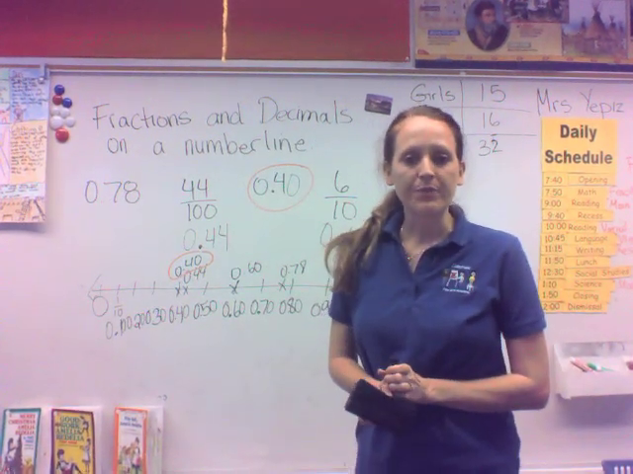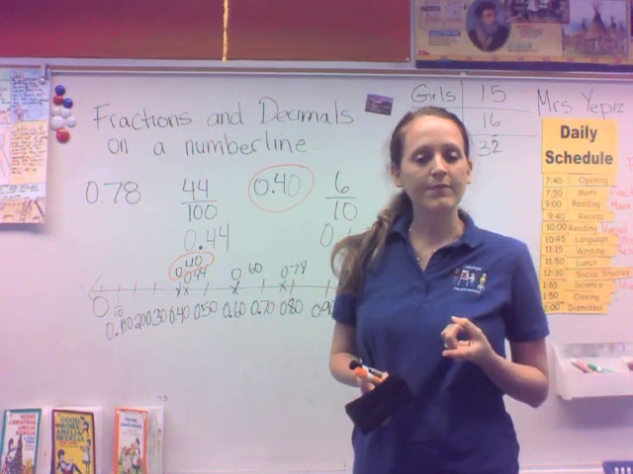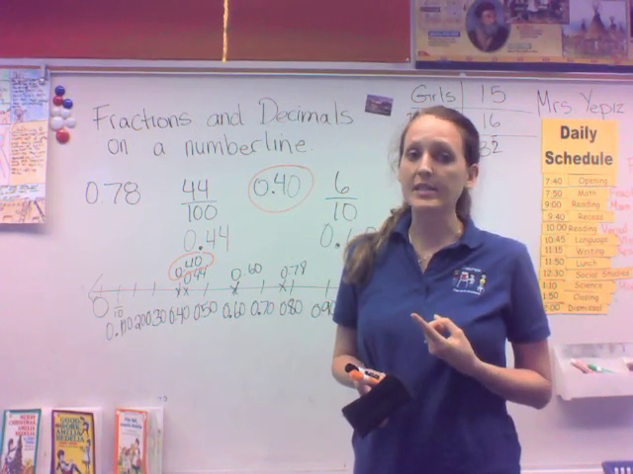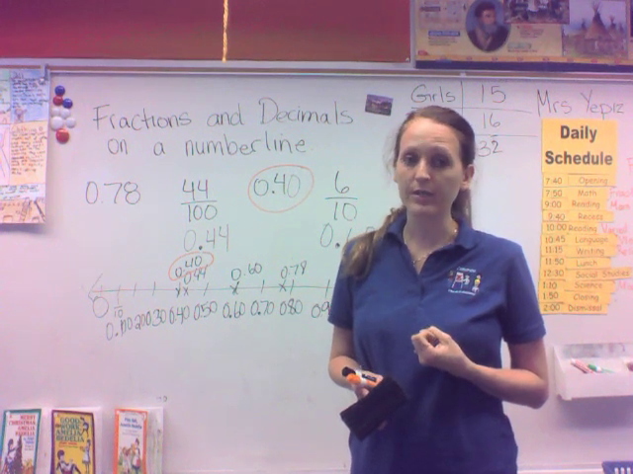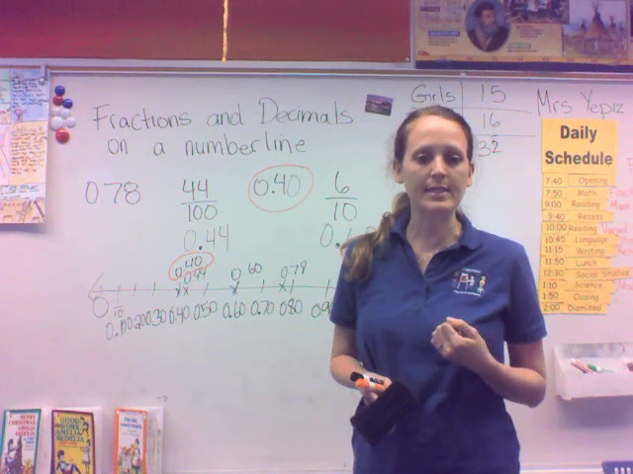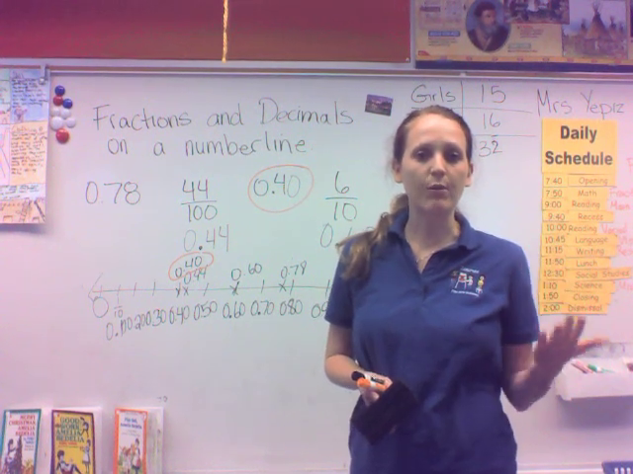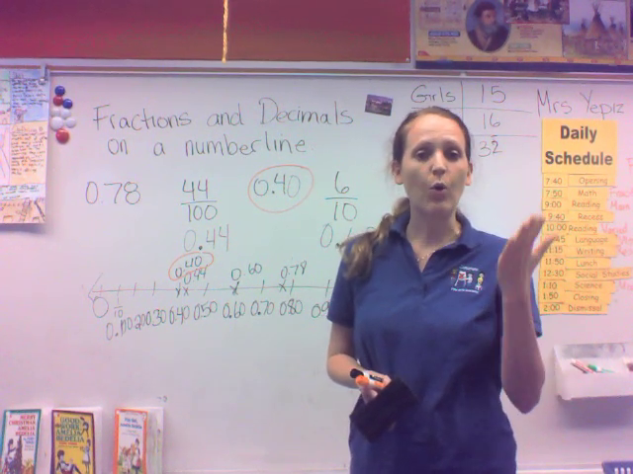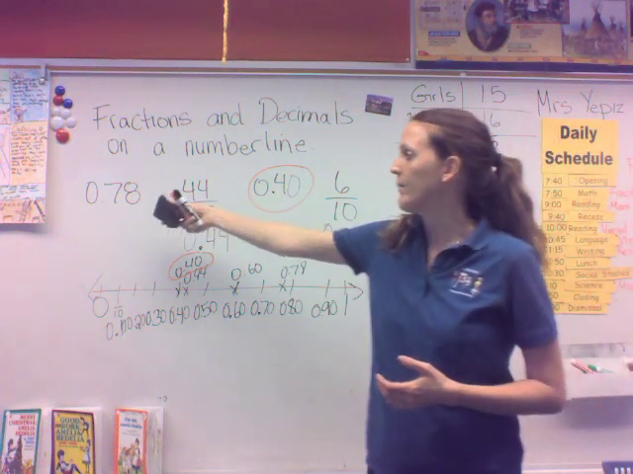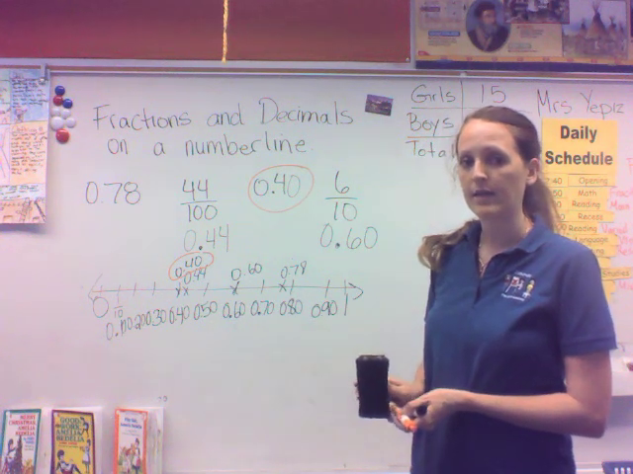So as a review, we change our fractions to decimals. We make sure our decimals have the same number of place value. We create a number line broken into 10 pieces and either label it with 1/10 or 10/100, and then we plot our numbers on the number line.